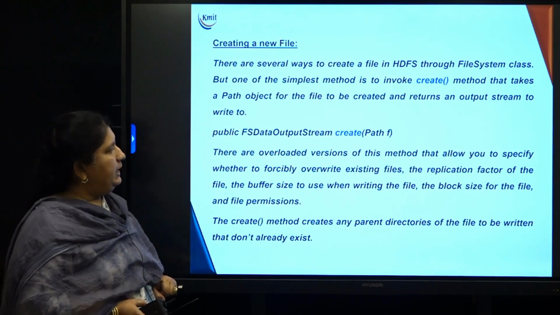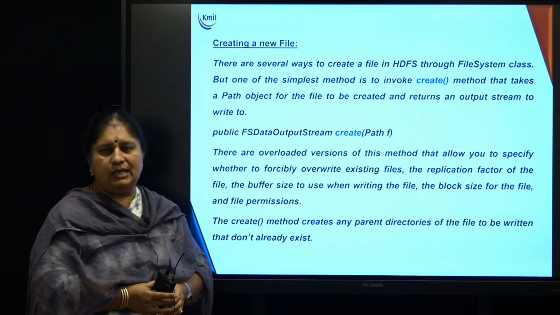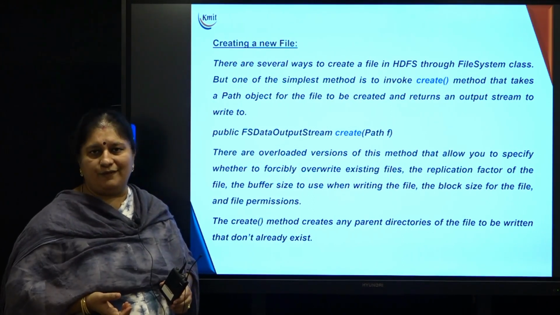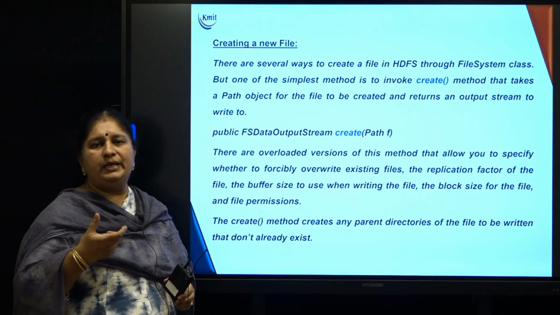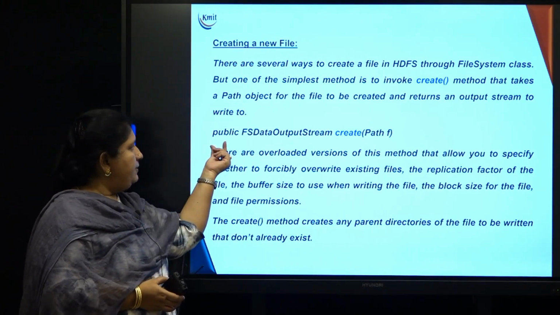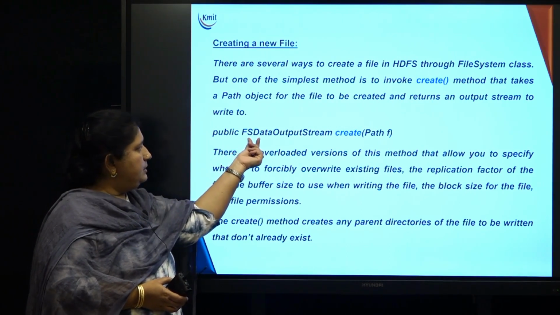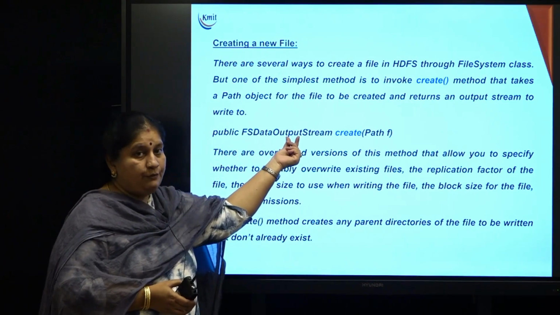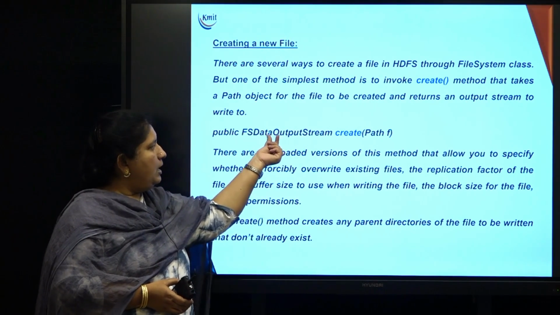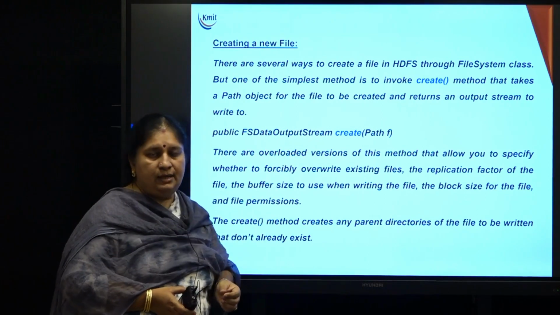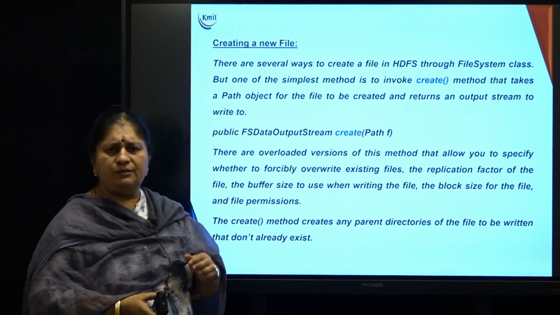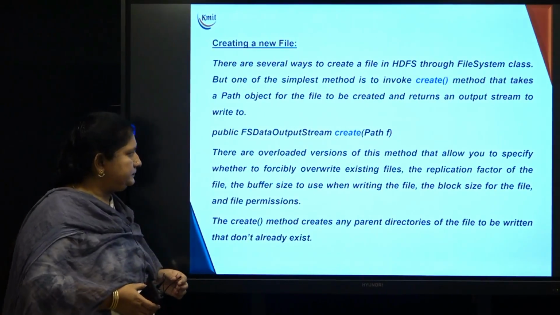Then I want to create a new file. The file does not exist. I want to create a new file and perform some write operations onto the file. That is the situation where you will be creating a new file. So, if you want to create a new file, we have public FSDataOutputStream. Now, if you see, we are writing into the file. So FSDataOutputStream, what is the method? Create, and the parameter is the path where you want to create the file.